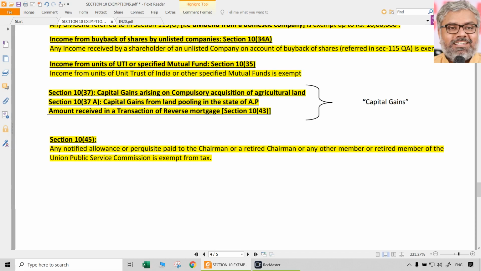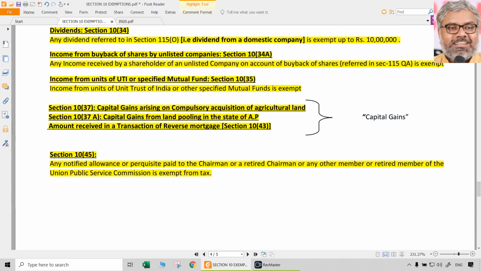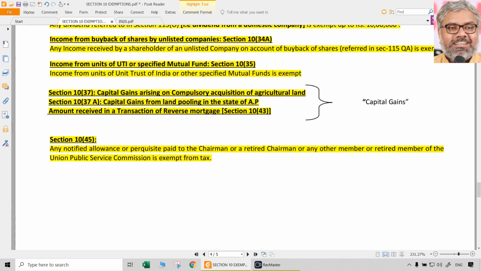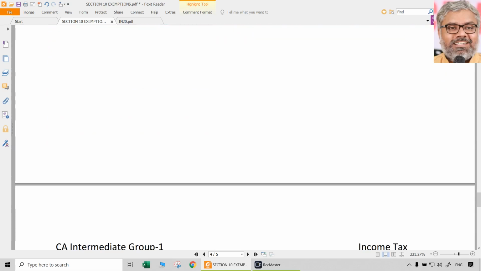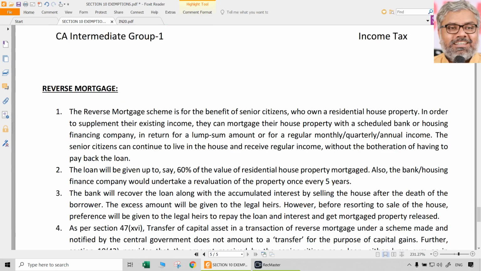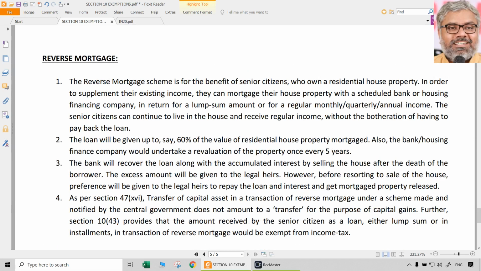10(37) is related to capital gains, that is compensation on compulsory acquisition of urban agricultural land. Reverse mortgage, and what about this Amaravati story, we will discuss that now. 10(45) we have to just understand, nothing special to remember. UPSC, all things related to them, allowances and perquisites are exempt. So let us just quickly go through these two points. What is a reverse mortgage, and what is the story of this land pooling thing in AP?